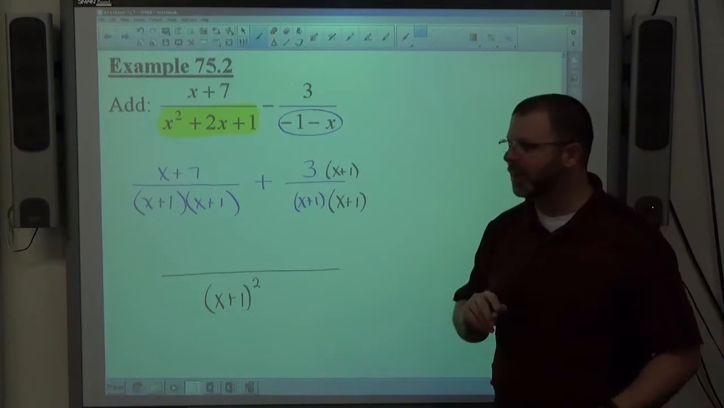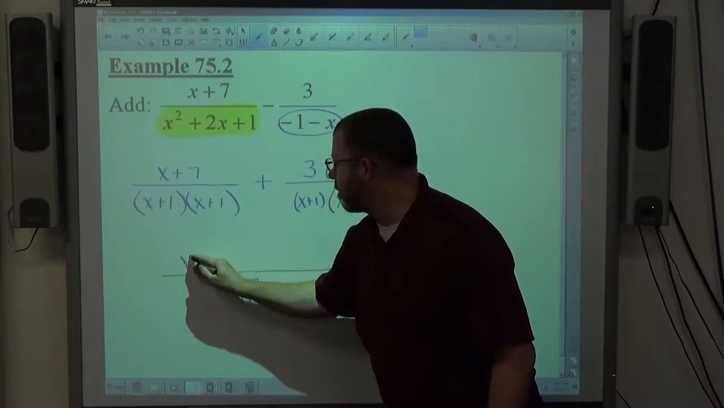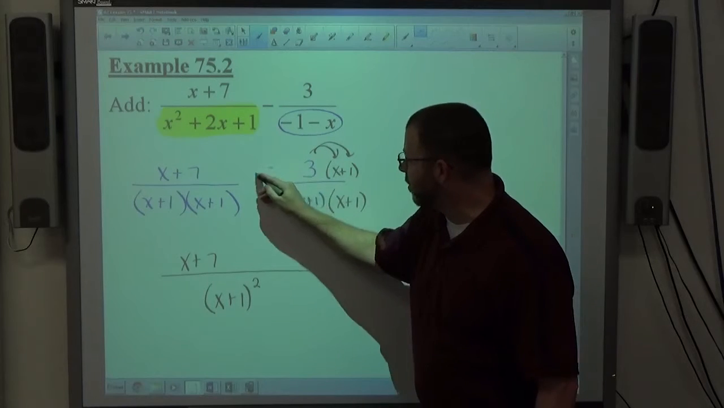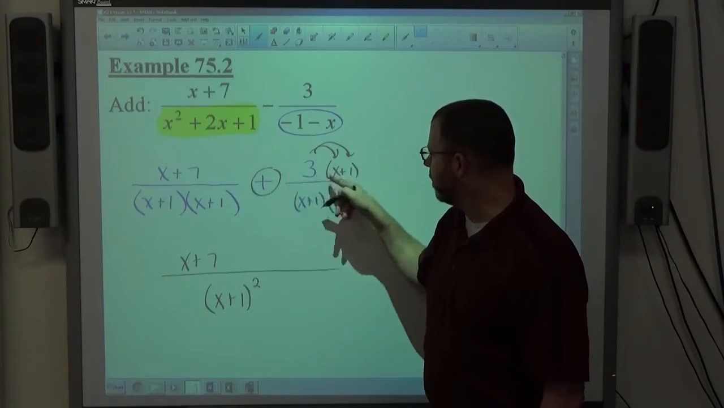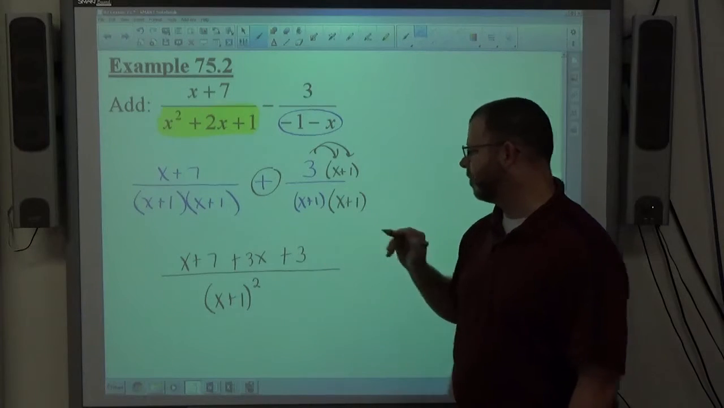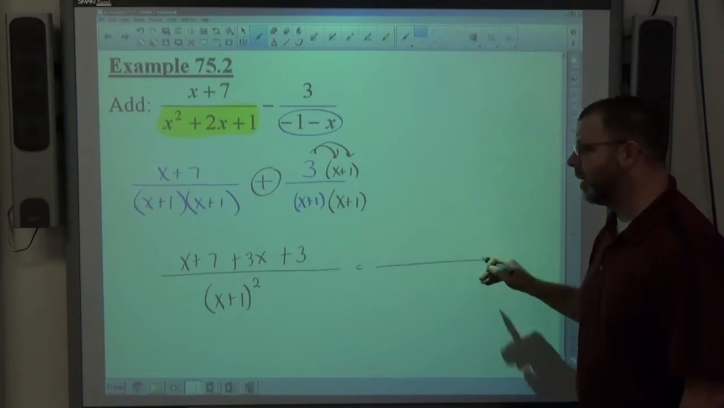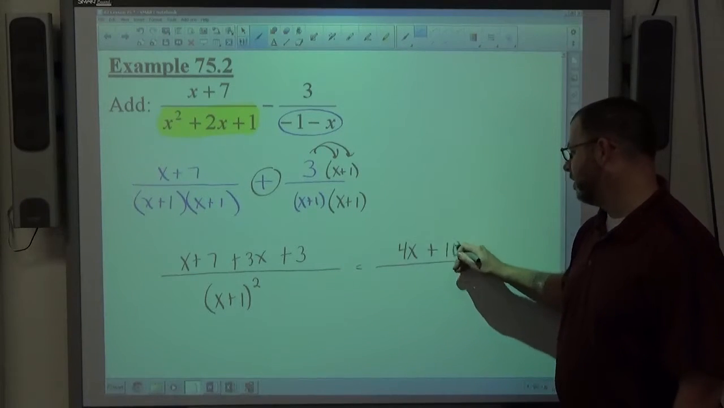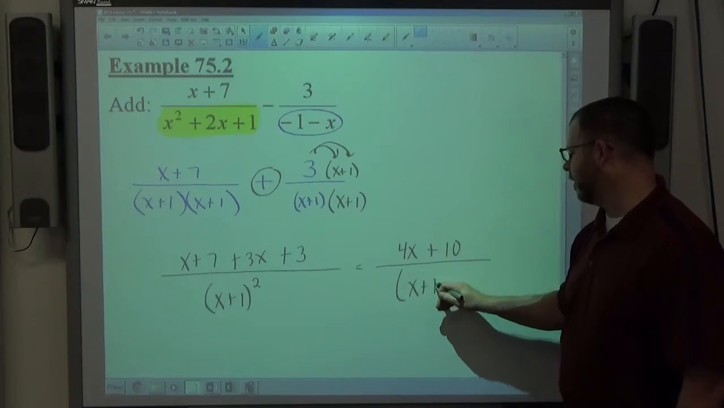That's the writer's cramp. Alright, x plus 7 is perfectly fine the way it is. 3 times x and 3 times 1. Again, since this is a plus sign, it's just simple multiplication. Plus 3x, and then 3 times 1 is going to be plus 3. Then we simply combine like terms. X and 3x make 4x. 7 plus 3 makes 10. Over x plus 1, the quantity squared.